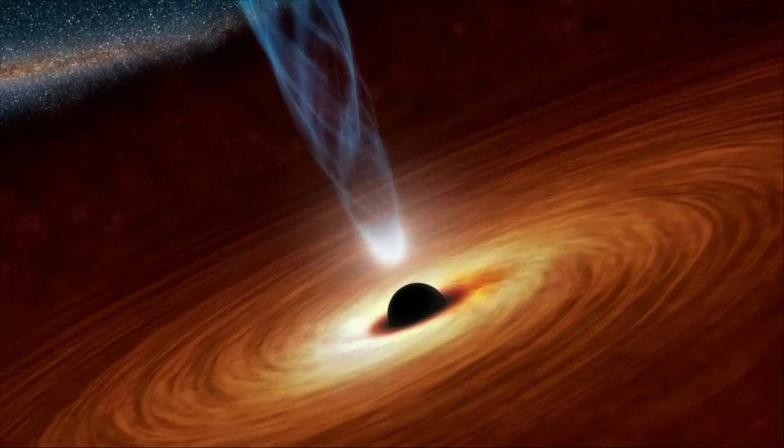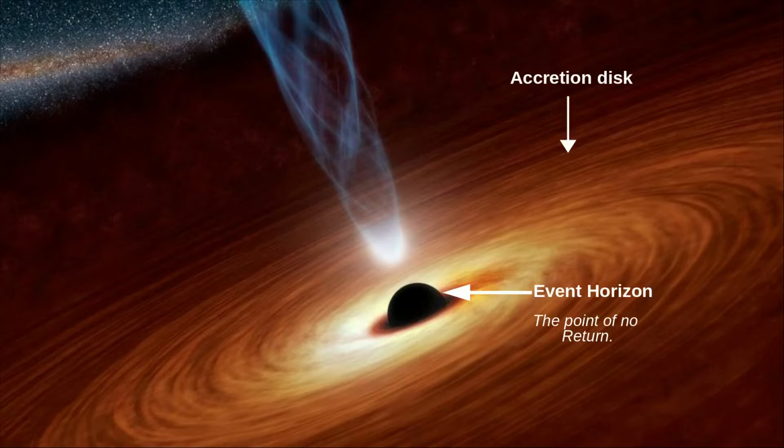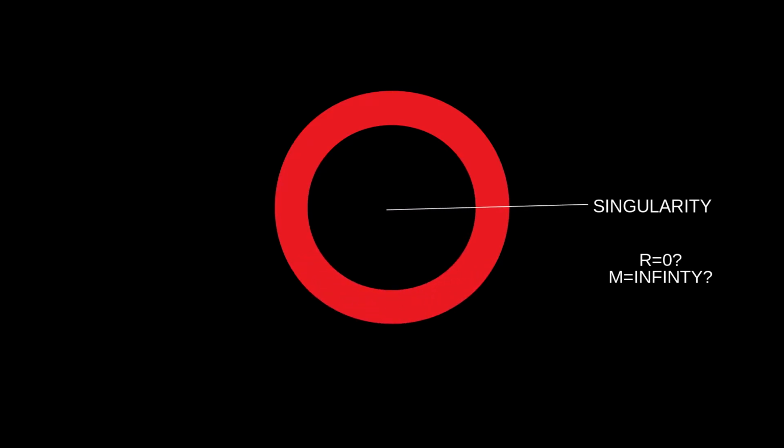The event horizon is not a physical entity, but rather a region of space from which no light can escape. This is the point of no return. The black sphere in the pictures that we see is the event horizon. The center of a black hole is the singularity, a point where our understanding of physics ends.